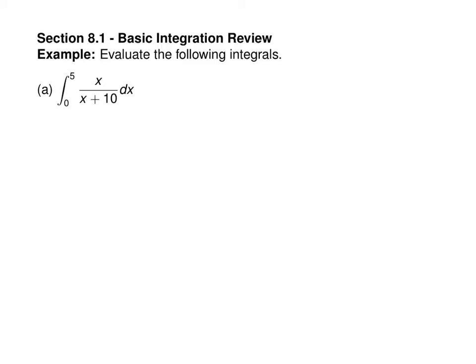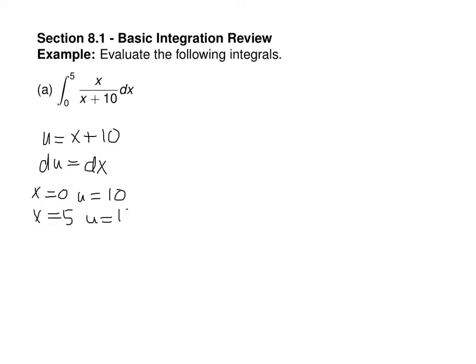In this integral, we'll do a u substitution for the denominator. So let u equal x plus 10, and then du will equal dx. And because we have a definite integral, we're going to change our bounds. If x is equal to 0, u is equal to 10. And if x is equal to 5, u is equal to 15.